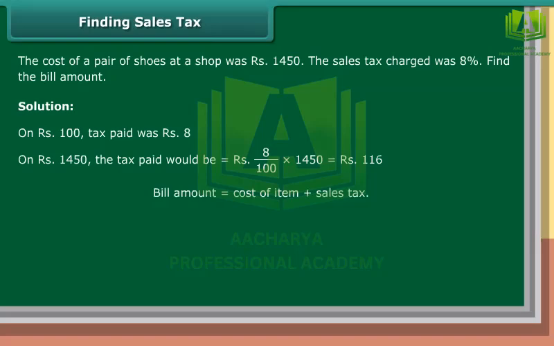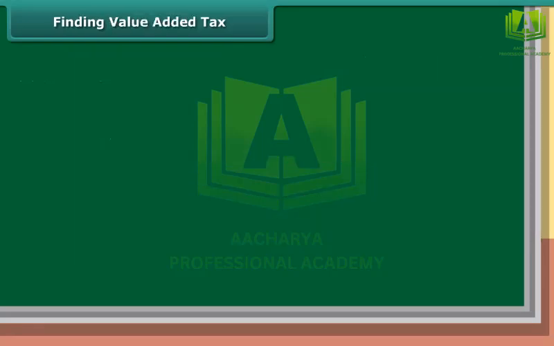Bill amount = cost of item + sales tax = rupees 1450 + rupees 116 = rupees 1566.